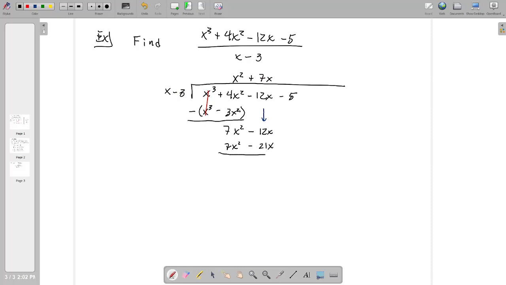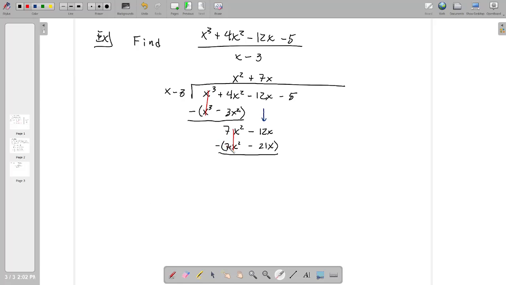And we repeat the process. We subtract. So again, 7x squared minus 7x squared, this will cancel. And again, that should make sense because that's how we chose our 7x, specifically so that we could cancel this first term out.